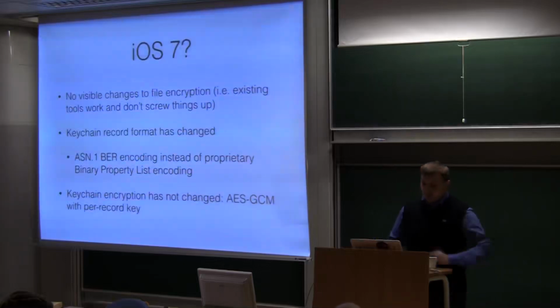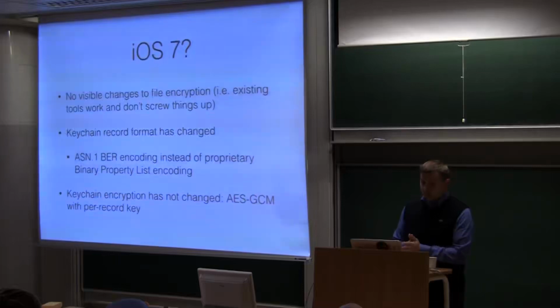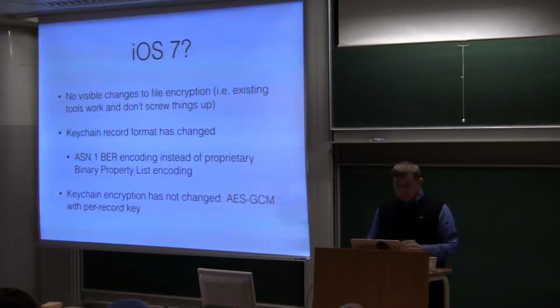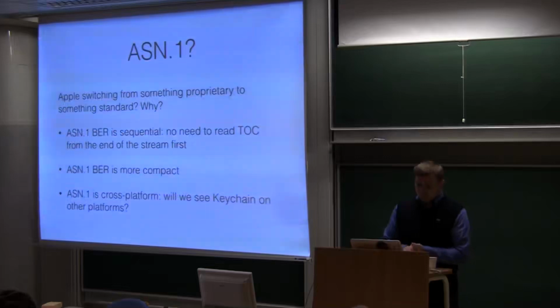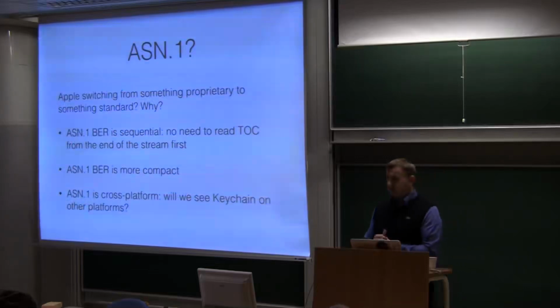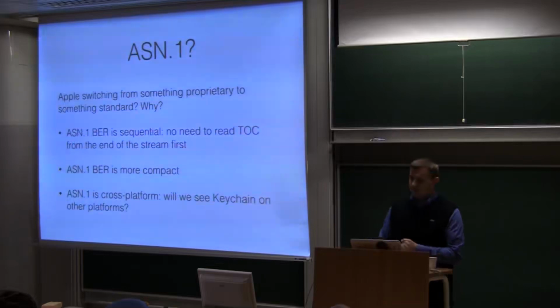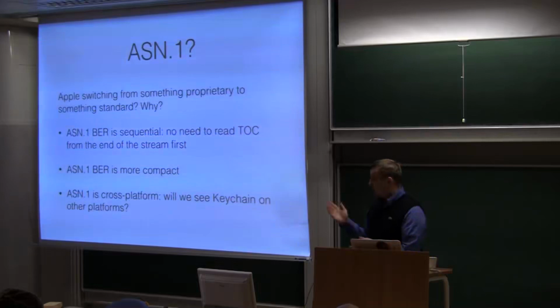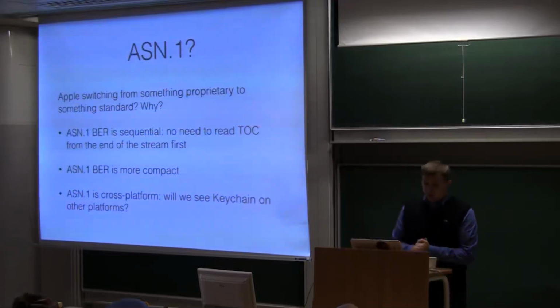Well, keychain. The keychain format has changed a little bit. So encryption hasn't changed, but the encoding of data and metadata has changed. Before that, Apple used binary property list encoding, and now they're using ASN.1, which is interesting. Well, you don't really see Apple switching from something proprietary to something standard every day. So the question which I had is, why are they doing this? I don't know the definite answer, but here are three speculations on the point.